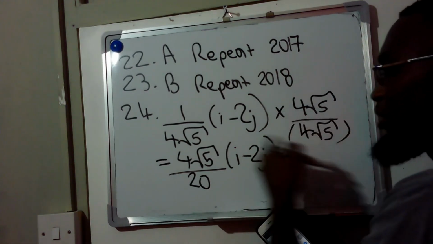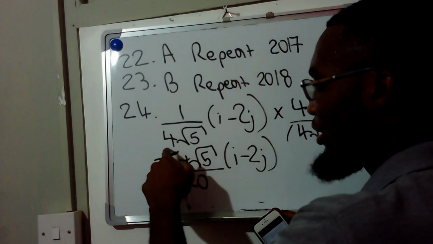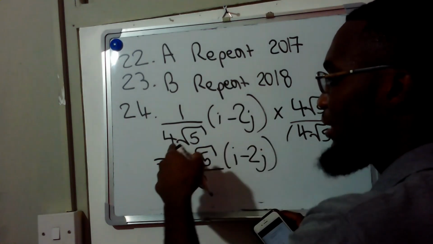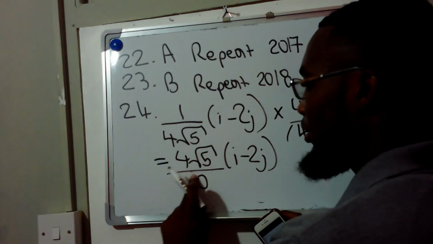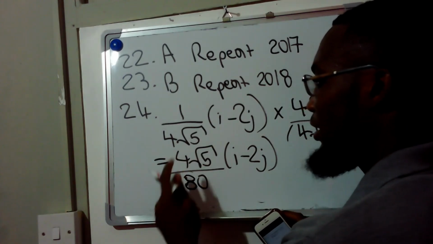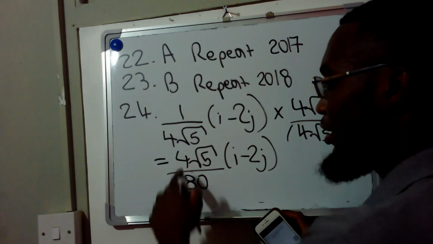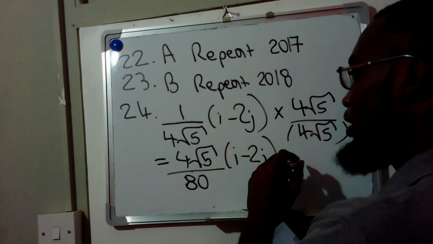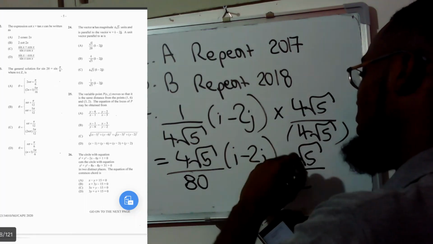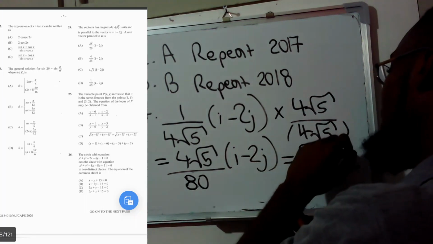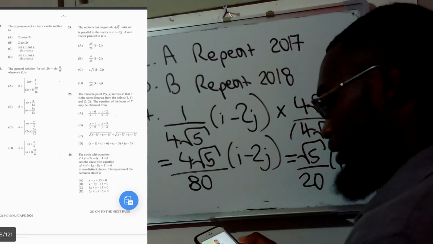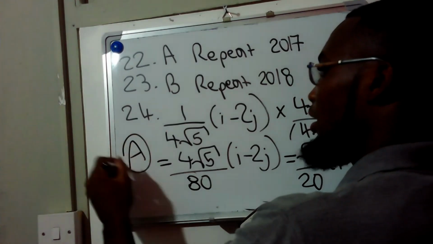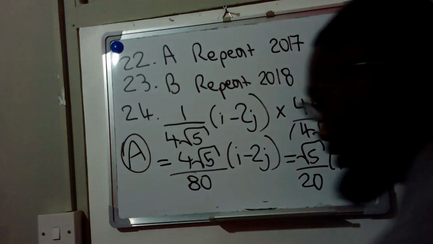4 root 5 times 4. Oh, I'm lying. 4 times 4 is 16. Root 5 times root 5 is 5. 16 times 5 is 80. Sorry about that, this would be 80. 4 over 80 is 1 over 20. So that's root 5 over 20 times i minus 2j. So that option is option A. That's number 24, option A.